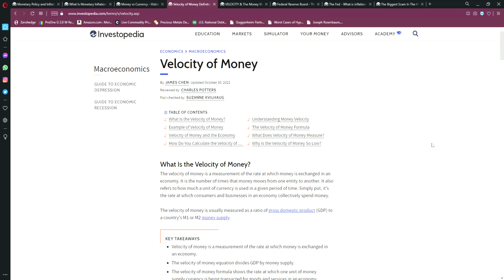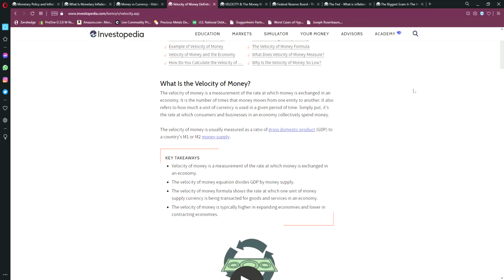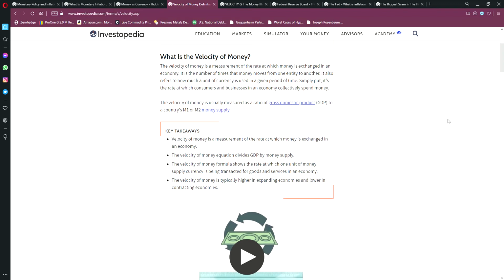So, having said all that, let's jump right into Investopedia's definition of velocity of money. The velocity of money is a measurement of the rate at which money is exchanged in an economy. It is the number of times that money moves from one entity to another. It also refers to how much a unit of currency is used in a given period of time. Simply put, it's the rate at which consumers and businesses in an economy collectively spend money. The velocity of money is usually measured as a ratio of gross domestic product, GDP, to a country's M1 or M2 money supply. And here in the key takeaways, let's go over those.